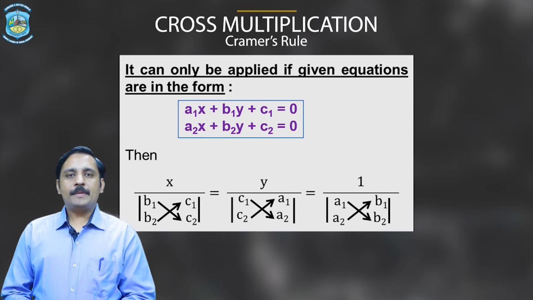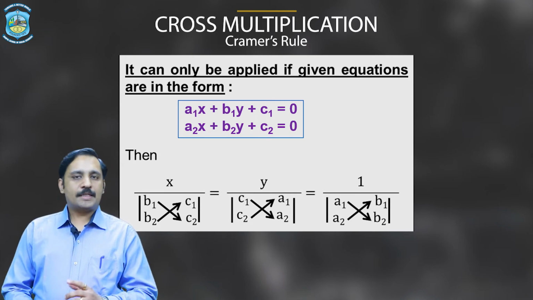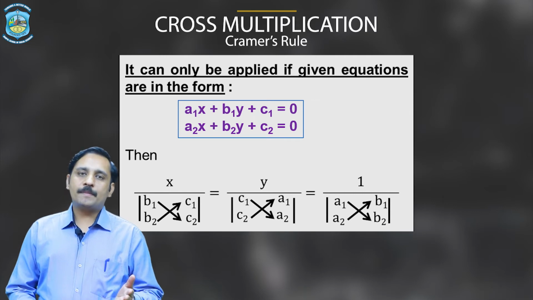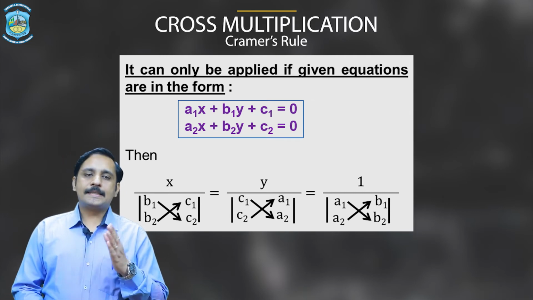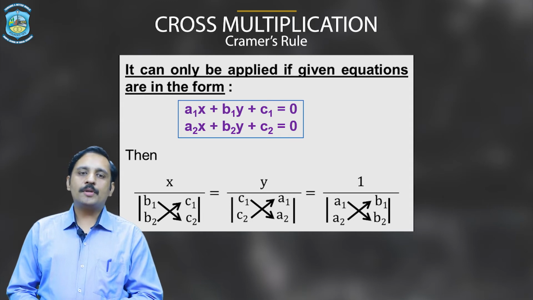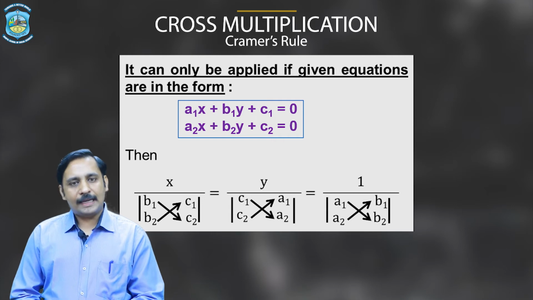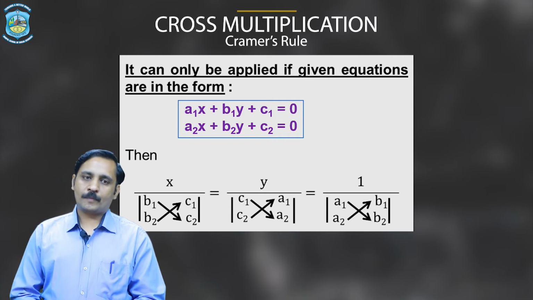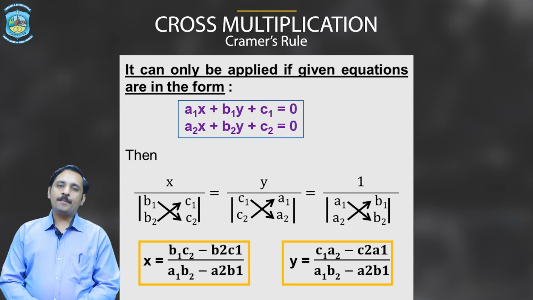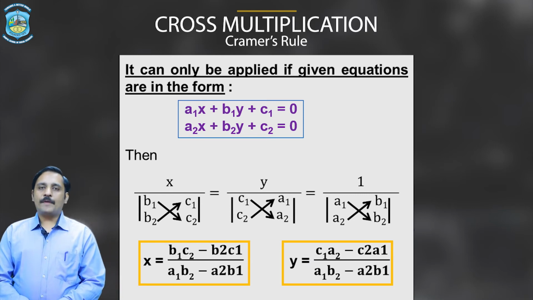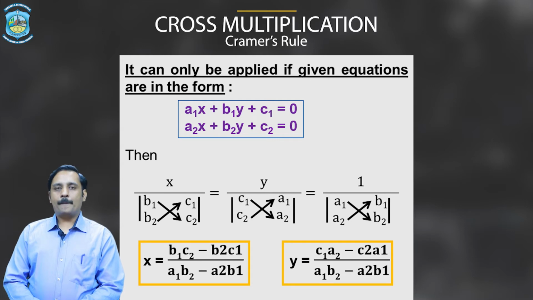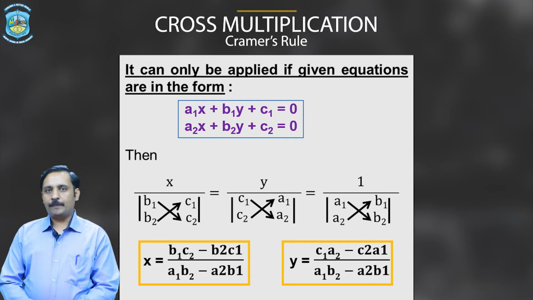So we have to multiply them in cross order. So b1 is multiplied with c2 and b2 is multiplied to c1. In the same manner, c1 is multiplied to a2 and c2 is multiplied to a1. Similarly, a1 is multiplied to b2 and a2 is multiplied to b1. So we have x is equal to b1 c2 minus b2 c1 divided by a1 b2 minus a2 b1, and y is equal to c1 a2 minus c2 a1 divided by a1 b2 minus a2 b1.